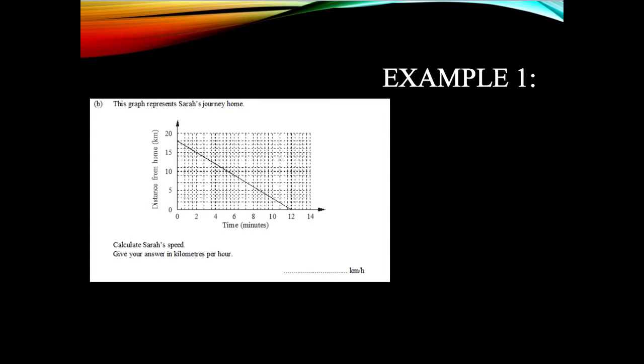In the first example it says this graph represents Sarah's journey home. The key to this sort of question is being able to just analyse what the scales are telling us. So this is distance from home in kilometres. This is time in minutes. Now the question is asking us to calculate Sarah's speed, and it says give your answer in kilometres per hour.